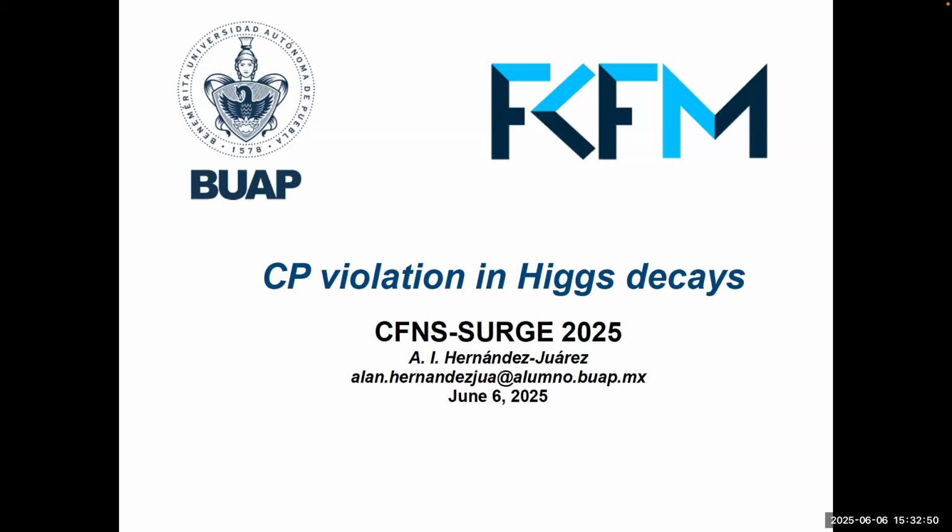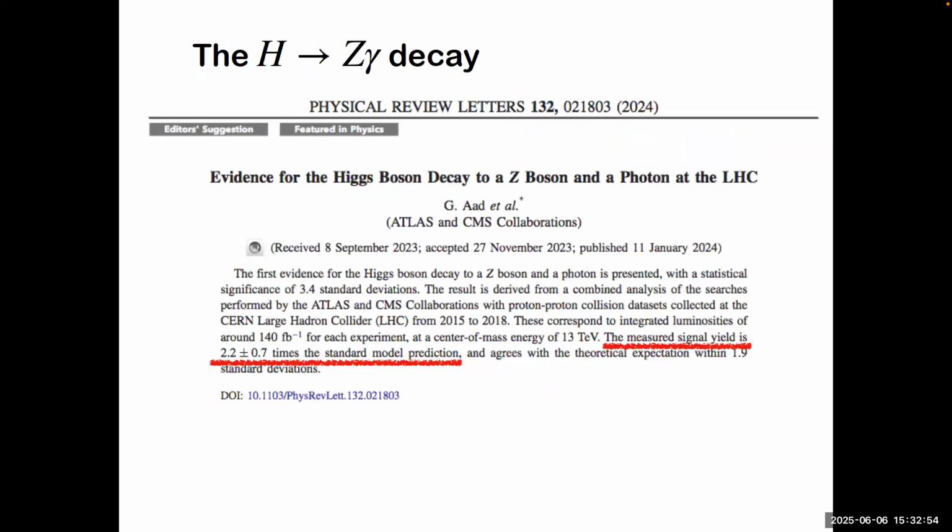The title of the presentation is CP violation in Higgs decays. The motivation of this work is that 2 years ago, the LHC reported for the first time the first evidence of a Z boson and a photon produced through a Higgs boson.